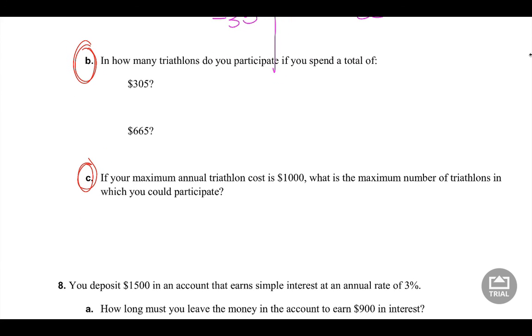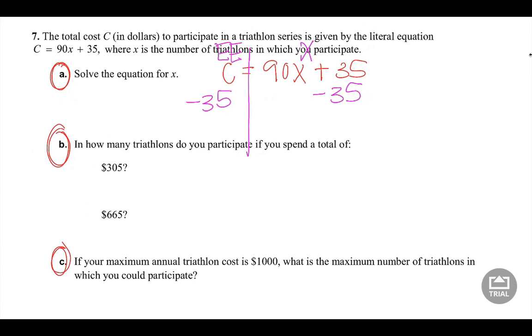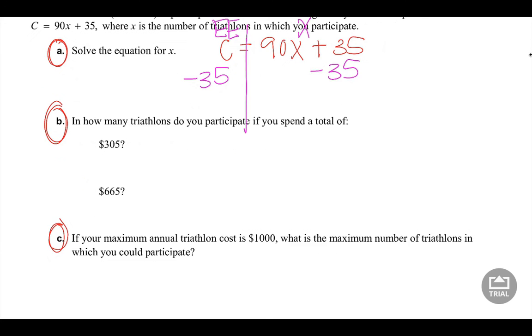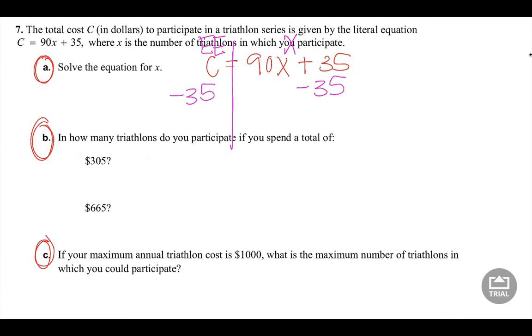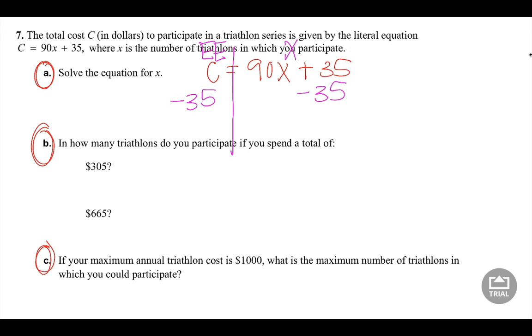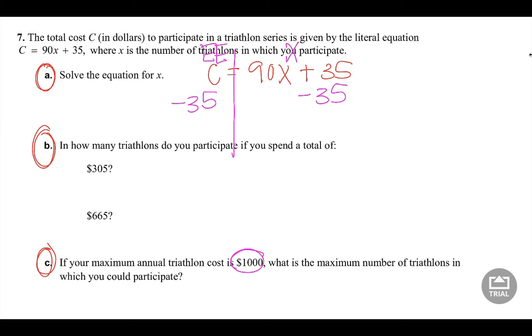If your maximum annual triathlon cost is $1,000, what's the maximum number of triathlons in which you can participate? You would plug the $1,000 just like we did. We would plug the $1,000 in for the cost and find x. You can use this original formula, that's fine, or use the one that you found.